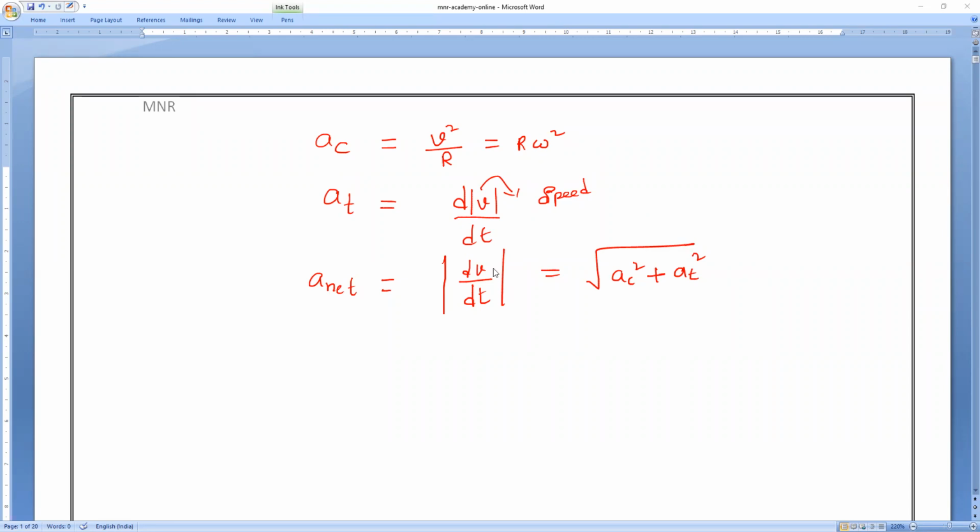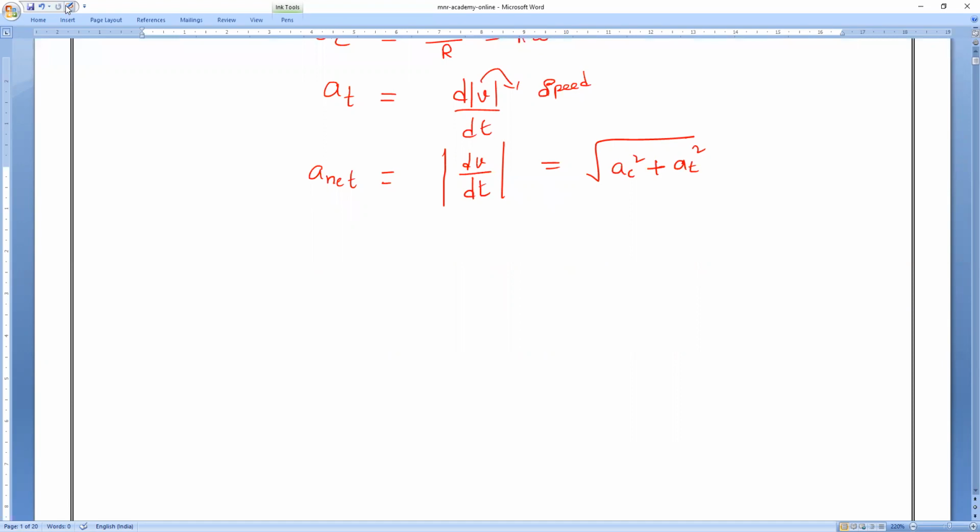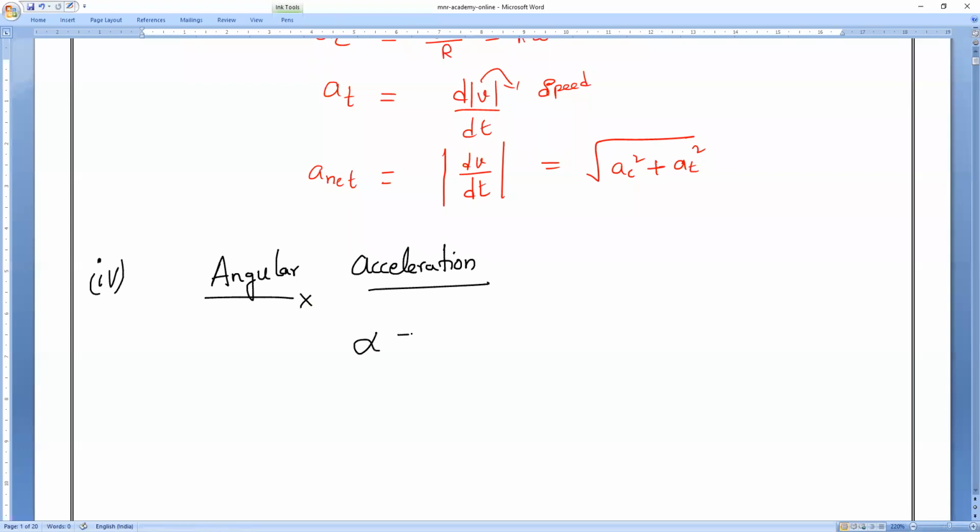So now let us come to today's class. We are going to discuss the next type of acceleration, the fourth type of acceleration, which we call what, everybody? Angular acceleration. So what is the symbol of angular acceleration? Alpha. Understand? Alpha is equal to delta omega divided by delta t.